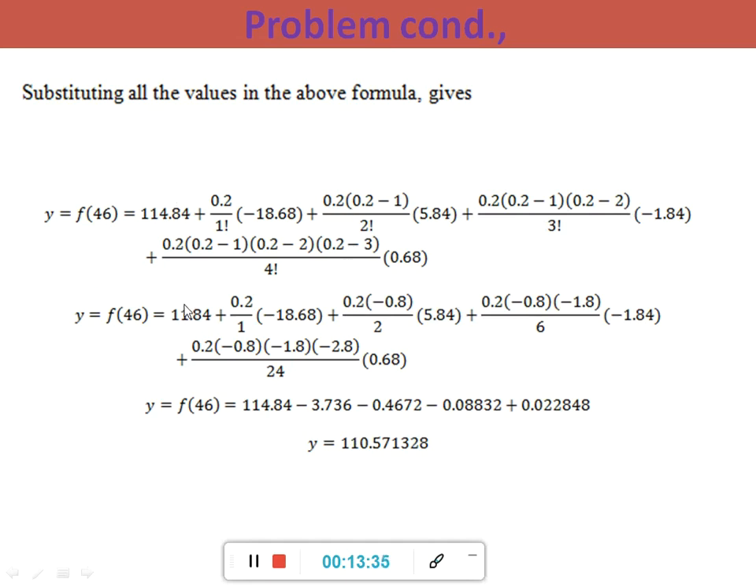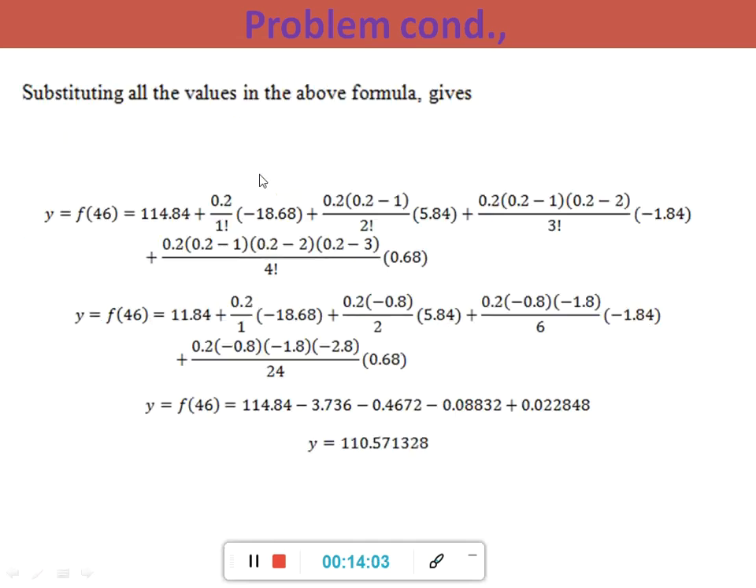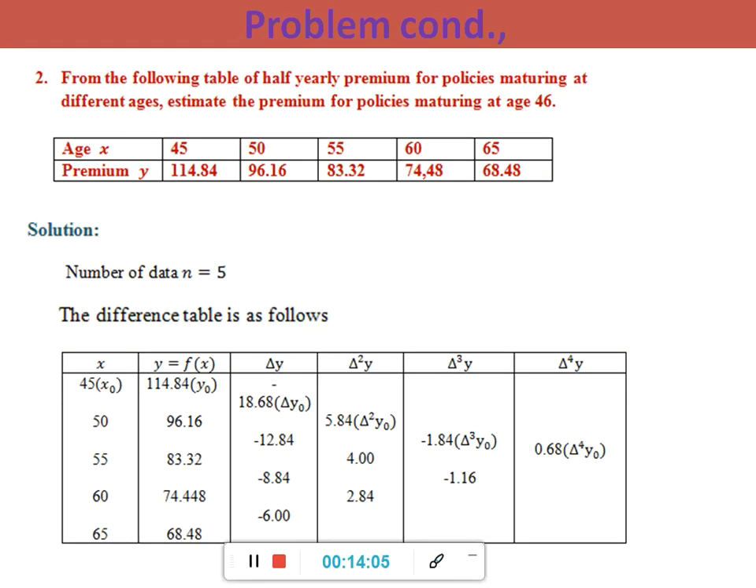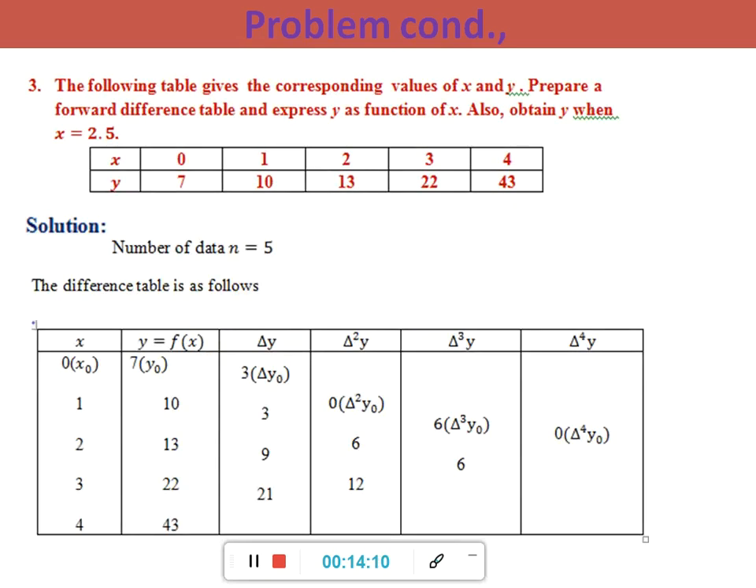After simplification, we get this equation. So use a scientific calculator to compute group by group. Then finally after simplification, we get y equal to 110.57. So here we are interpolating at 46. 46 lies between 45 and 50, therefore the result must lie between 114.84 and 96. So here our result is 110. Here the value decreases, so 110 will probably be the right result. We can conclude like this.